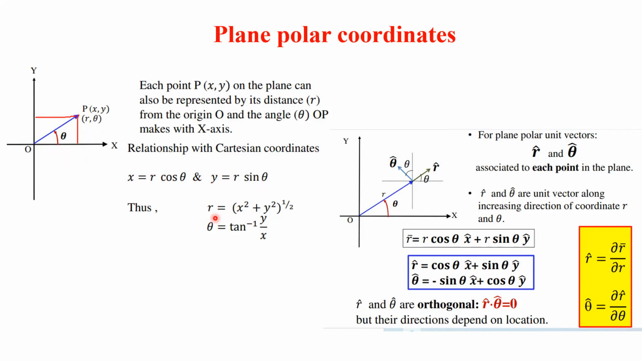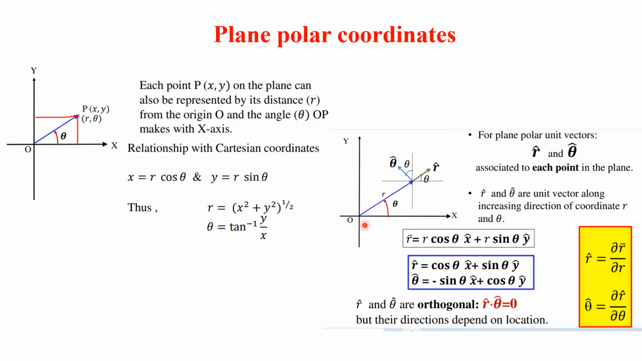Okay. So r can also be found: you simply square x and y and add them up. So r is equal to the square root of x square plus y square. And theta can be identified by dividing y by x, so that theta is equal to tan inverse of y by x. Interesting to note in this representation is that along the x direction I have a unit vector x cap, and along the y direction I have a unit vector y cap.